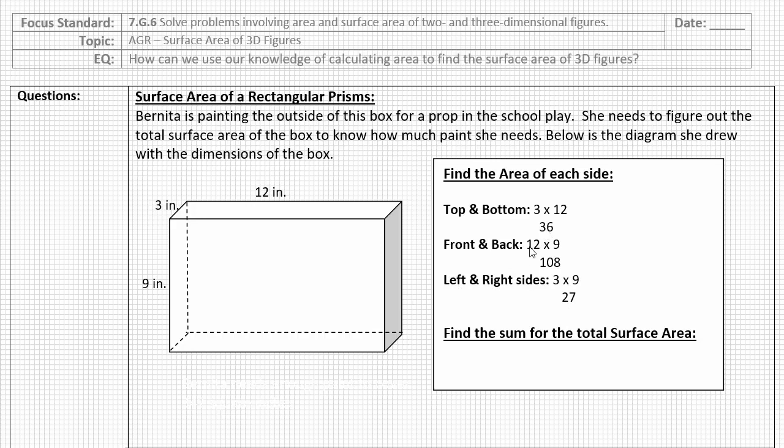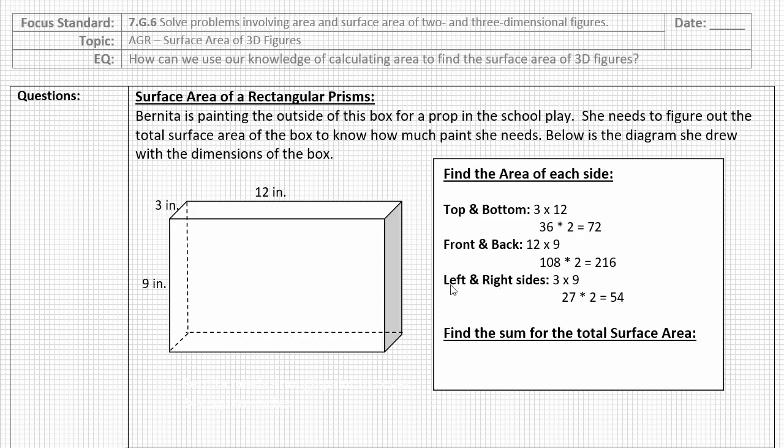However, that's really only calculating the area of one. Each of these are listed in pairs. So since there's a top rectangle with an area of 36 and a bottom rectangle side with an area of 36, I have to multiply this by 2. And I need to do that for each pair of congruent sides on this rectangular prism. If you haven't done that calculation already, please go ahead and do that now. We should have gotten 72 for the combined area of the top and bottom, 216 for the combined area of the front and back, and 54 inches squared for the combined area of the left and right sides.